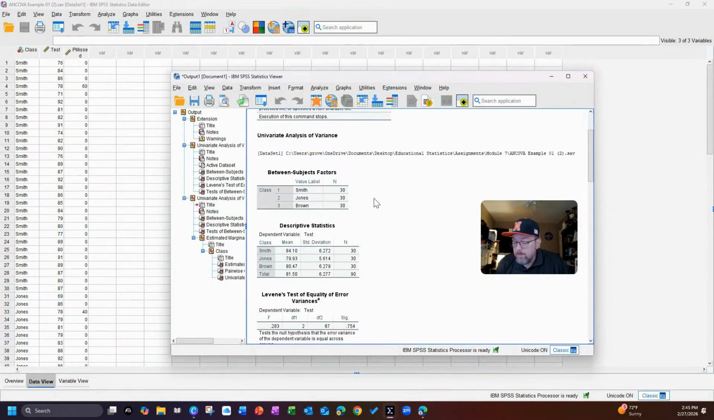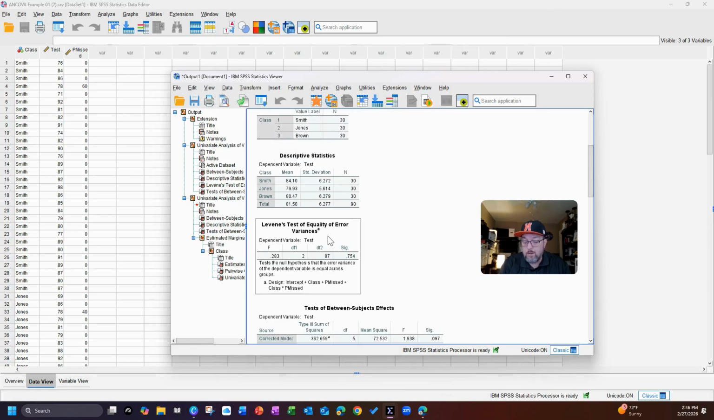All right. In the output, I'm looking at 2 things. Under the options, I also checked the homogeneity test, and then I clicked continue and OK. And in the output, I'm looking at the Levene's test and the test of between subjects effects table. So my Levene's test is right here, followed by my test of between subjects effects.